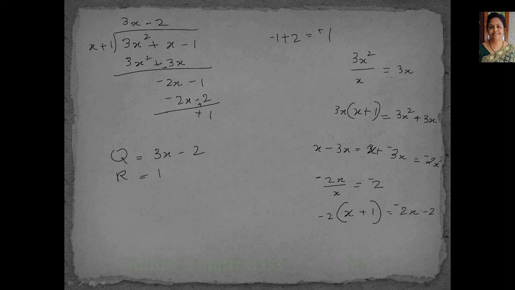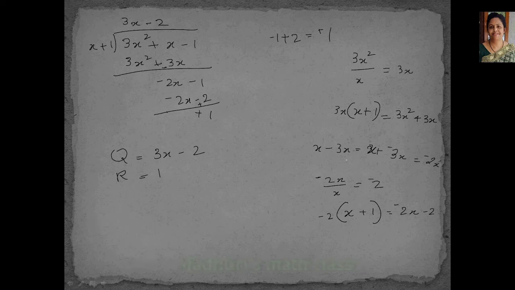First, the first term of the dividend divided by the first term of the divisor, 3x squared by x, gives 3x. That is the first term of the quotient. Then we will multiply the first term of the quotient by the divisor, 3x into x plus 1. You will get 3x squared plus 3x. We will subtract the product from the dividend and you will get minus 2x minus 1. Now we will consider this as the new dividend. The first term of the new dividend is negative 2x. The first term of the divisor is x.